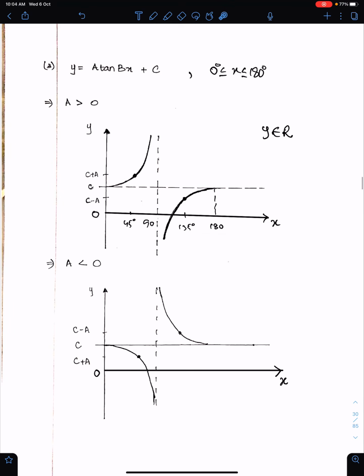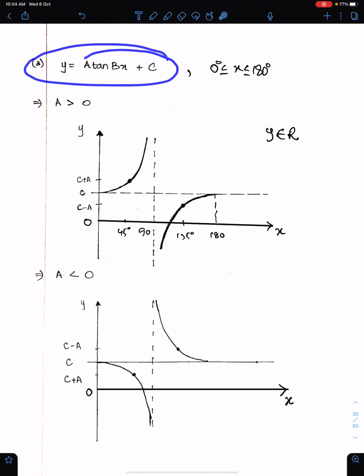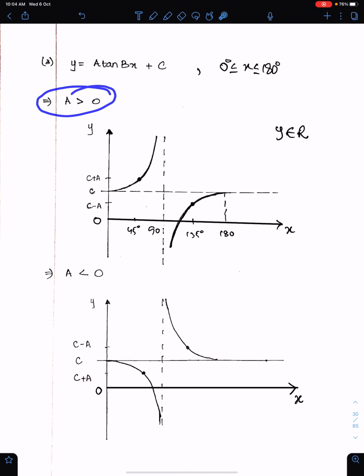Tan x. This is the standard equation of tan x. When A is positive, we get this sketch. And the mean line is C. This is the mean line. And these are the points for tan x. You don't need to mention these points. You just need to mark a light point and then sketch. This is just for your conceptual clarity. You don't need to even highlight the points. You just need to mark a small point, and then sketch the curve like this.